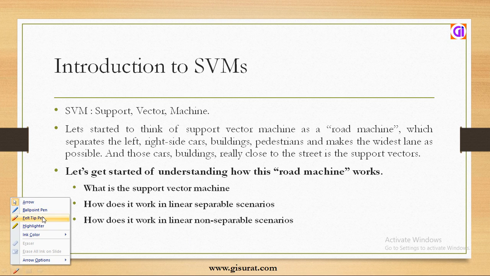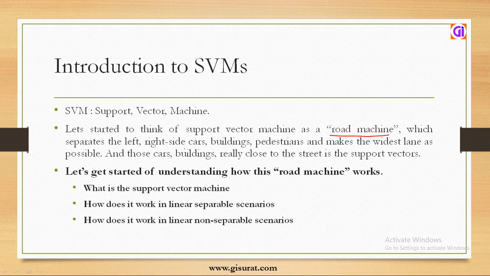What I meant to say, road machine in the sense that it separates the left and right side cars, buildings, and whatever projections or things are there. Say some buildings are there, some restaurants are there. It is used to divide everything using the vectors. It will create a road with maximum margin, so that we can easily drive our vehicles and whatever it is.